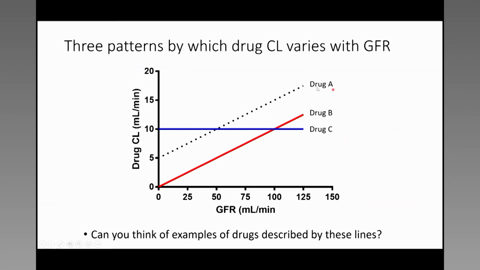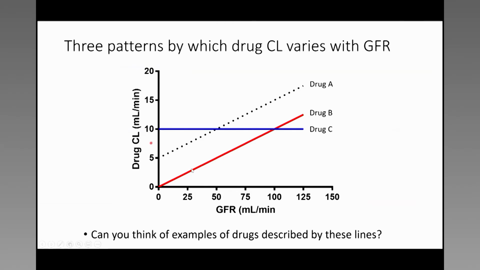And drug A is where there's a combination. So there is some decrease in drug clearance as GFR decreases, but not all the way. There are some other processes, for example, the liver. And again, if we go back to our examples that we had before of drug classes, antibiotics, an example may be a fluoroquinolone, such as ciprofloxacin, and for an anticoagulant, it might be, for example, rivaroxaban.